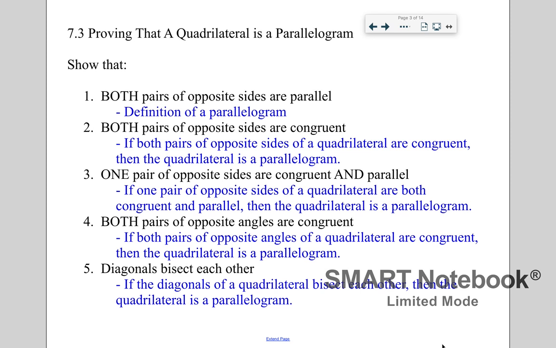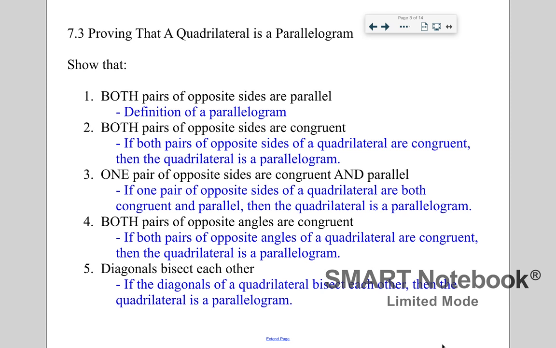In number 3, one pair of opposite sides are congruent and parallel. What I need to bring up with number 3 is that they have to be the same set of sides. You can't have one set parallel and then the other sides being congruent. You can actually make a trapezoid that way. That's why I can show a counterexample to prove it can't always be a parallelogram. So if you're using number 3, make sure it's the same set of sides that is congruent and parallel.